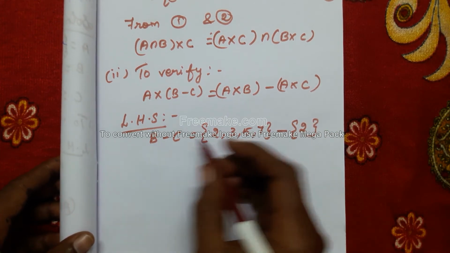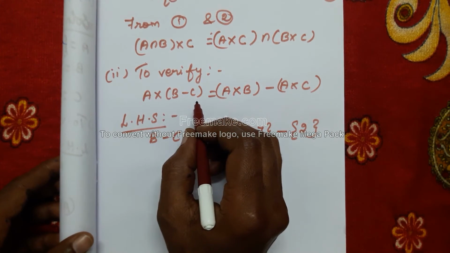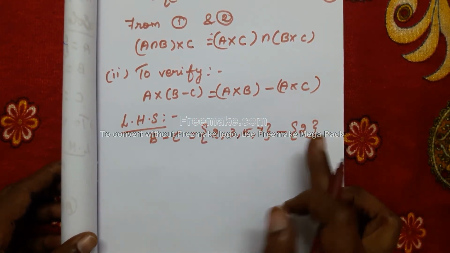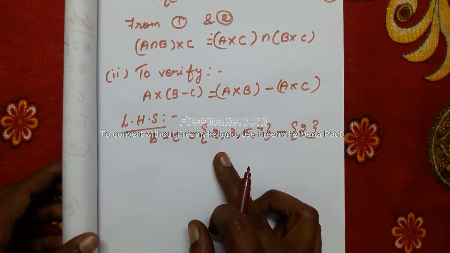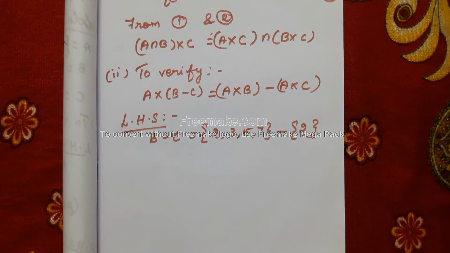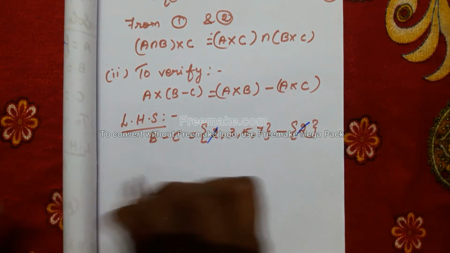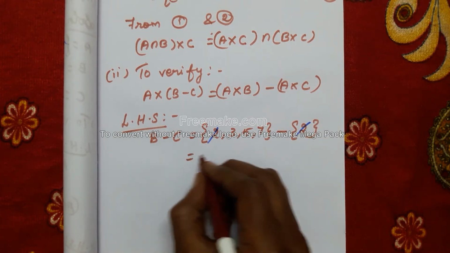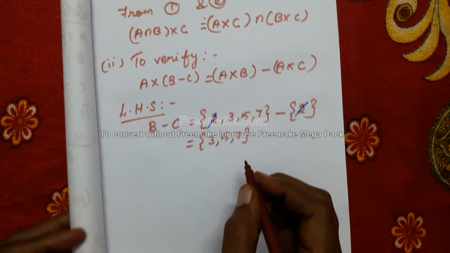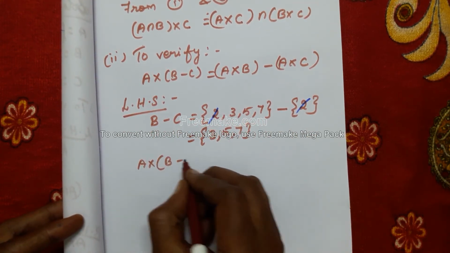First we have to find out the left hand side. There in the bracket B difference C is there. What is B difference C? Except C, what are the elements in B is B difference C. So here 2 is common in both. Except the common elements, whatever is in B we have to write. 3, 5, 7.